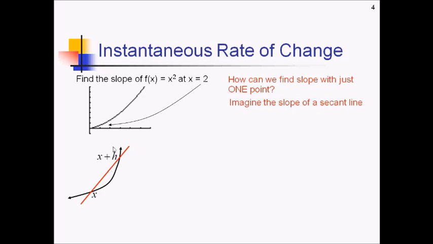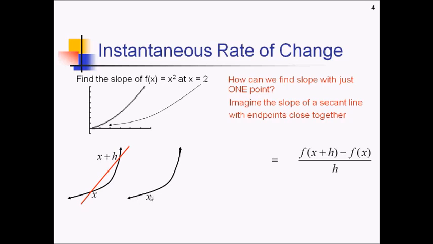And I can write the slope of this as f of x plus h minus f of x all over x plus h minus x. Just normal slope formula. And we could even clean up this denominator a little bit to just be h down there. Now imagine that I'm moving the endpoints closer and closer together. So I've got x where it was, but now this h is getting a little smaller, moving a little closer, and my line is a little bit better of a representation of the slope down here.